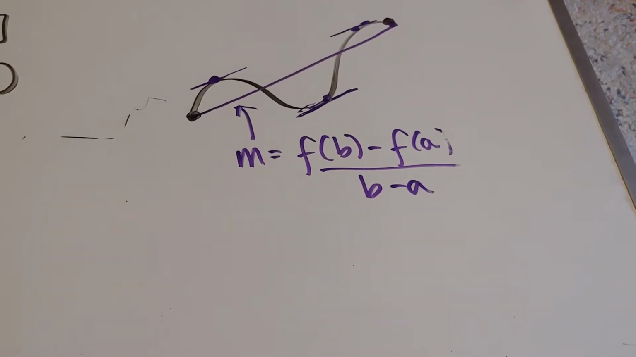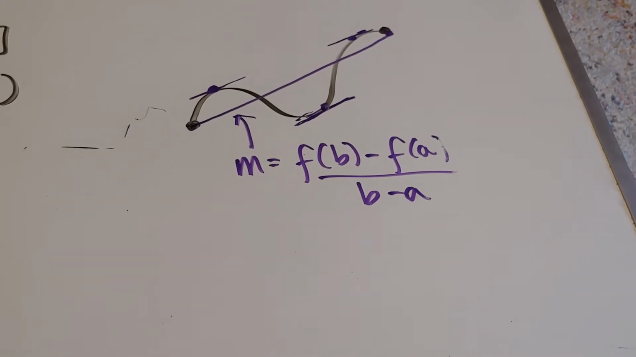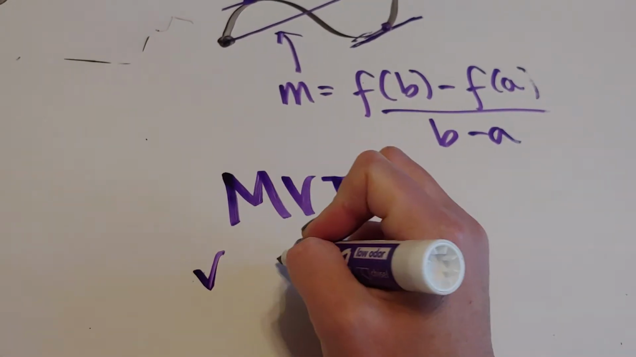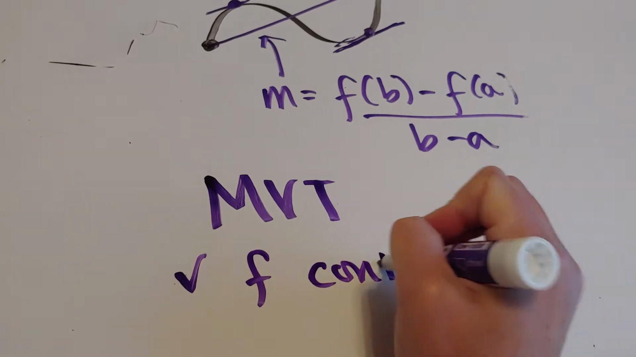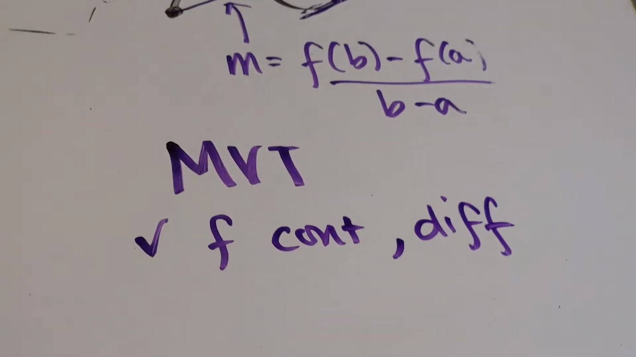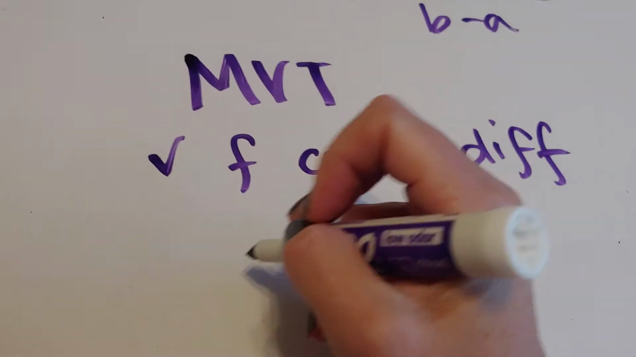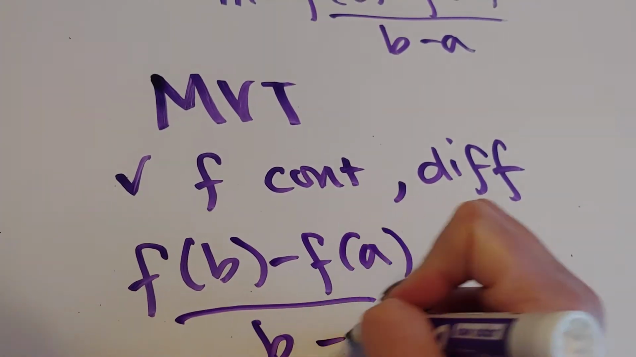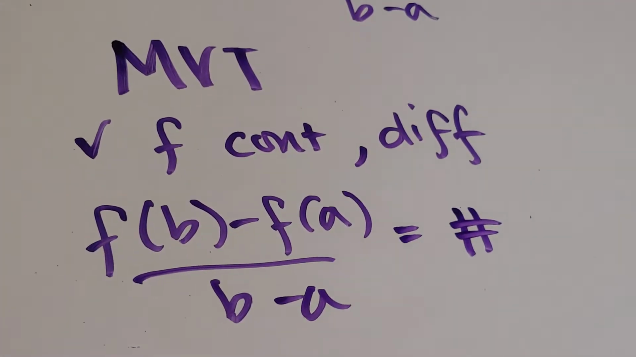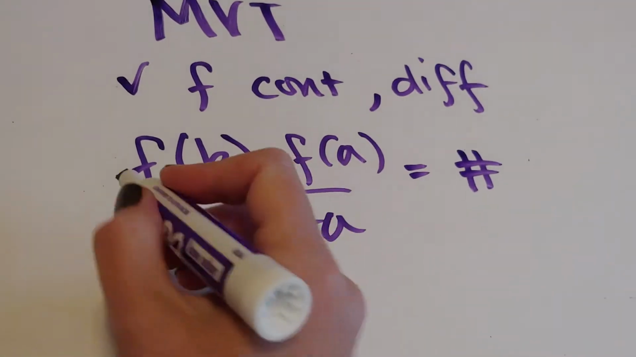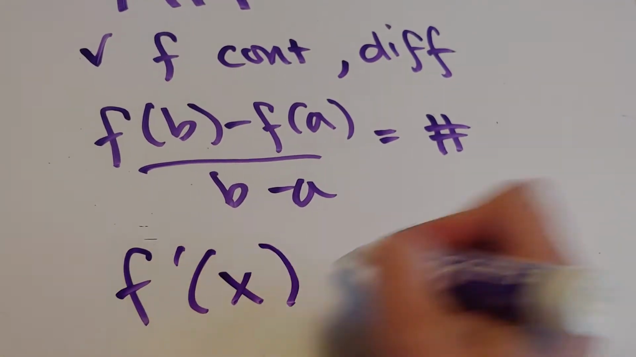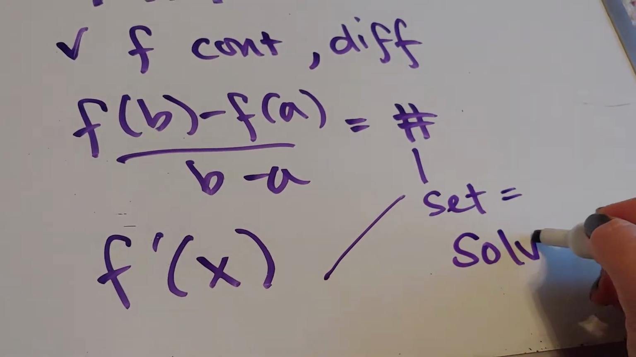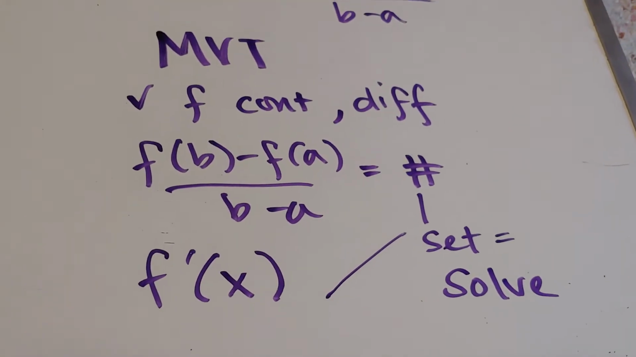Let's go ahead and look at a function. When we do the mean value theorem, you want to check for continuous and differentiable: continuous on the closed, differentiable on the open. Then you're going to find f of b minus f of a all over b minus a. You're going to find this number. You're going to find the derivative. And then you're going to set these equal to each other and solve. Let's go ahead and try a problem.